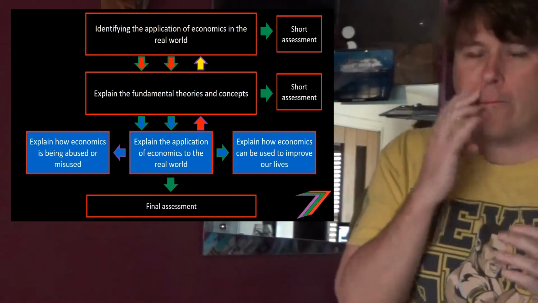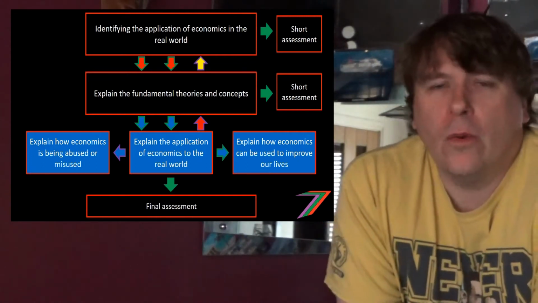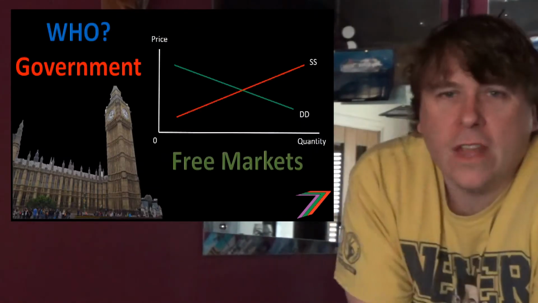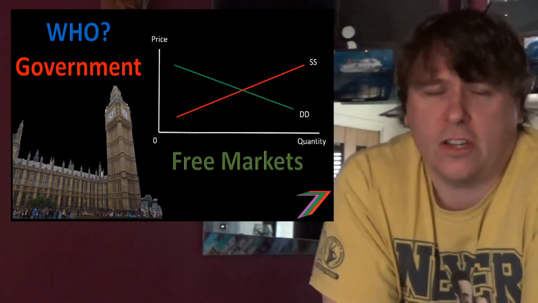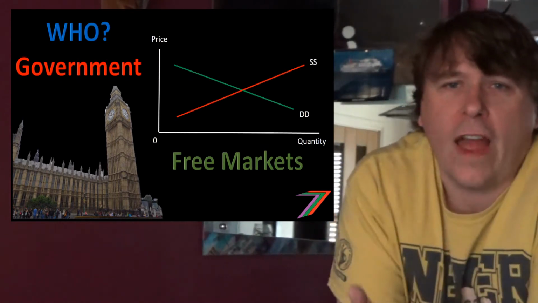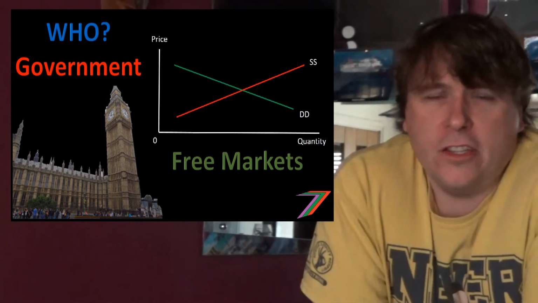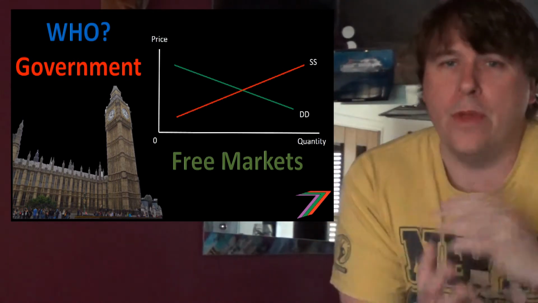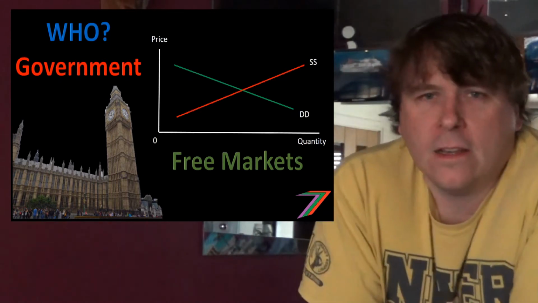So let's start off looking at the world in general. So we have the question of who. Who? You? Me? No, what I'm talking about is who in regards to who should be in control of production, who should be in control of how the economy operates. And generally there's 2 schools of thought on that. One should be a bigger role for the government, one should be a bigger role for free markets.